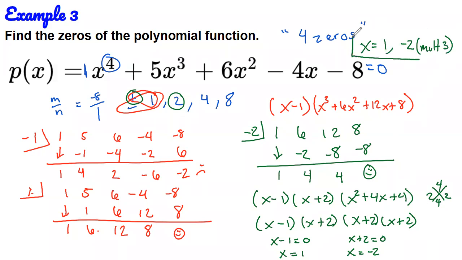So how many roots or how many zeros do I have? 4. 1, 2, 3, 4. There you go. Not too bad, huh?